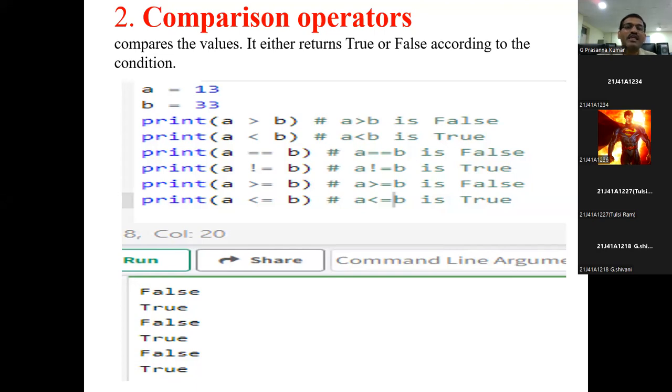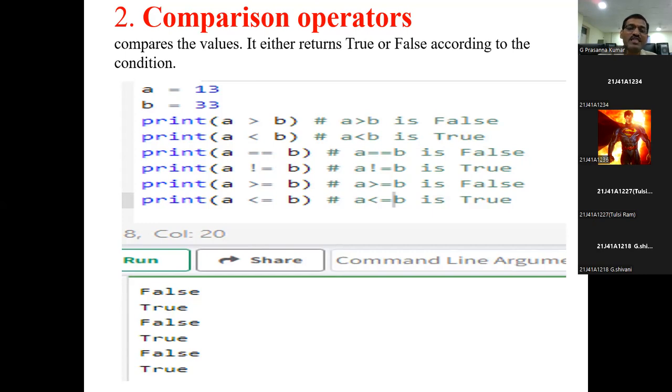13 is less than 33. That is true. A double equal to b: a and b are not equal, so it gives the condition is false. A not equal to b: they are not equal, so the condition is true. A is greater than or equal to b.